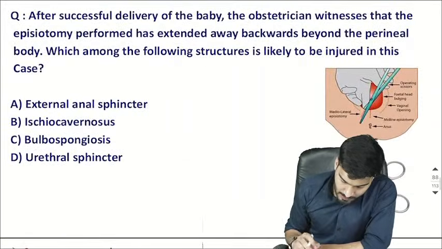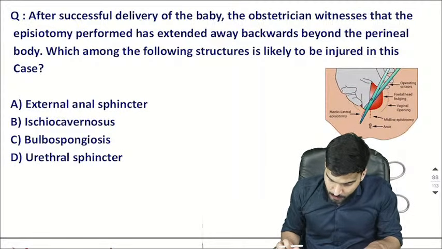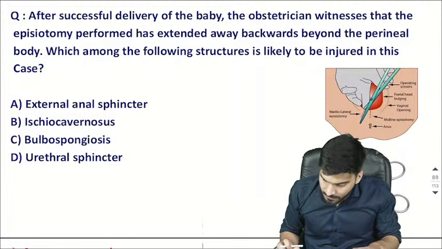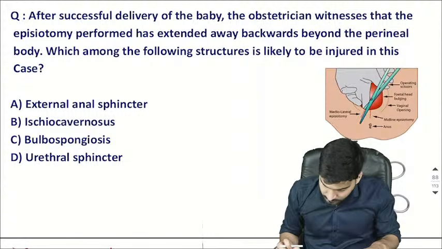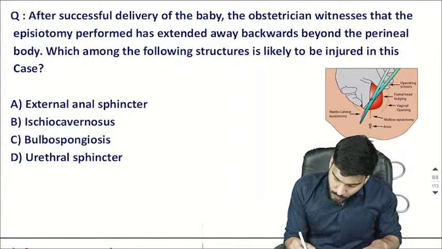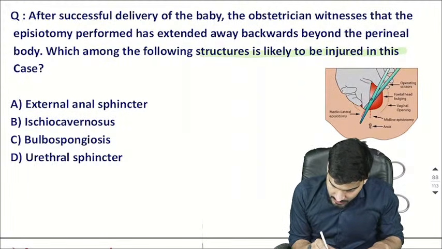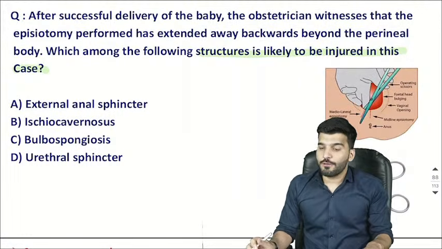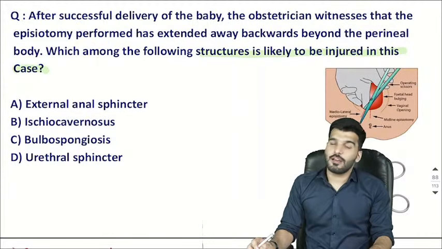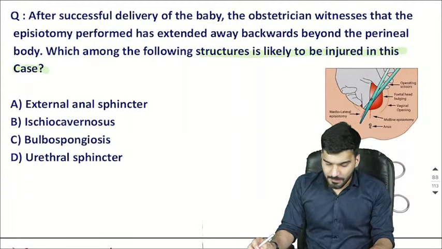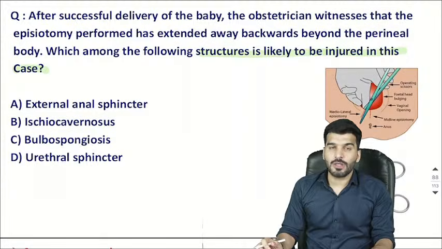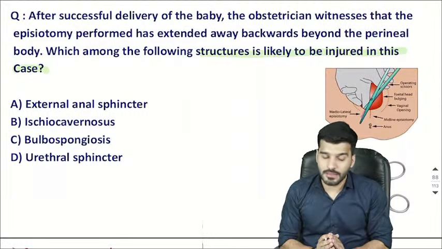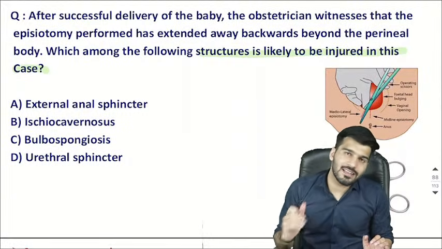Next to that, sir, after the successful delivery of the baby, the obstetrician witnessed that the episiotomy performed has extended backwards beyond the perineal body. Now, which among the following structures is likely to be injured in this case? First question is, sir, why do we perform the episiotomy? What is episiotomy? Episiotomy is simply the planned incision given on the perineum so that the birth canal will be widened, or to facilitate the delivery of the baby.